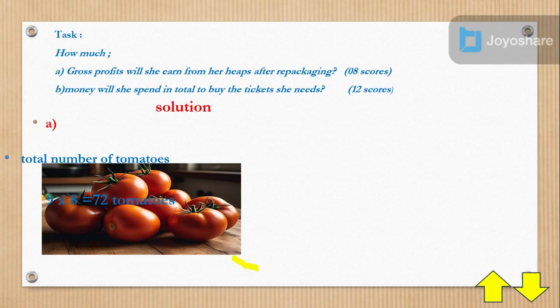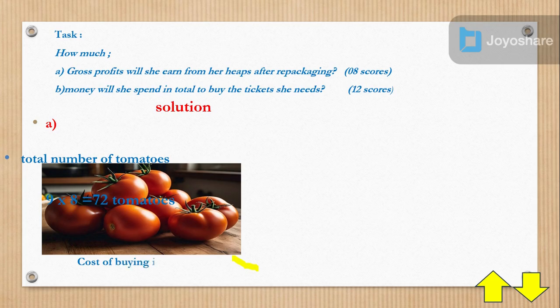Okay, now remember they want us to get the profit, of which profit is the same as selling price minus buying price. So here you must know she bought how many tomatoes at how much. She bought 72 tomatoes, and how much did she sell? Now realize that in the question, let's proceed.